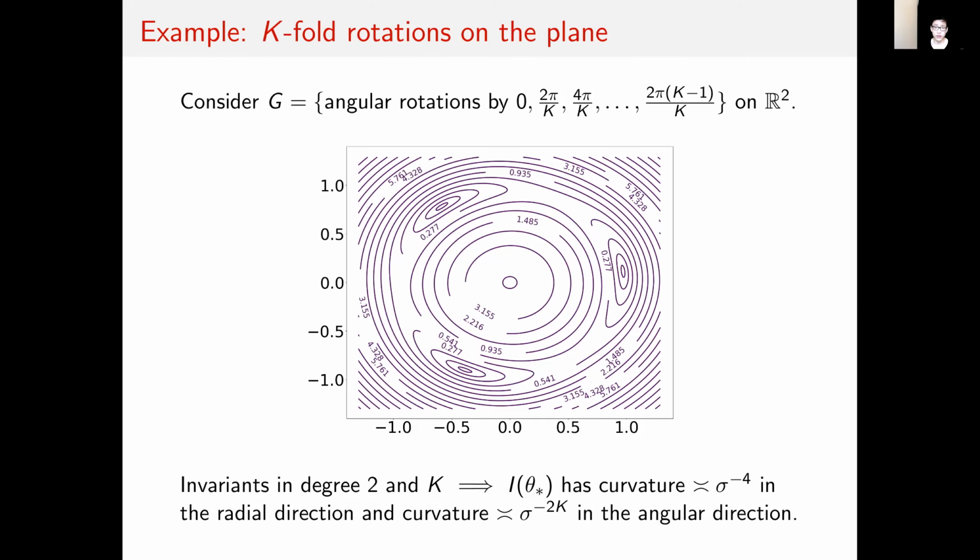To illustrate the result, let's consider an example of k-fold rotations on the plane. One can compute to find that the invariants are in degrees 2 and k, and therefore one realizes that the Fisher information has curvature sigma to the minus 4 in the radial direction and curvature sigma to the minus 2k in the angular direction. This explains the oblong shape of the contours around the orbit of the unknown signal in the figure shown.